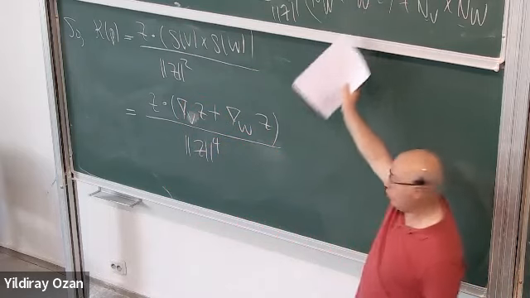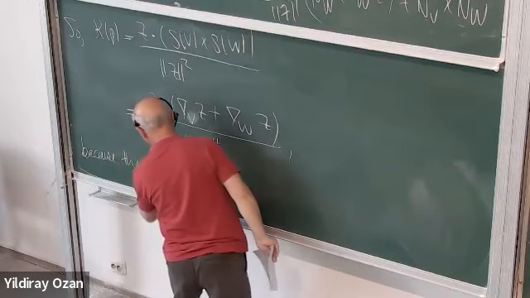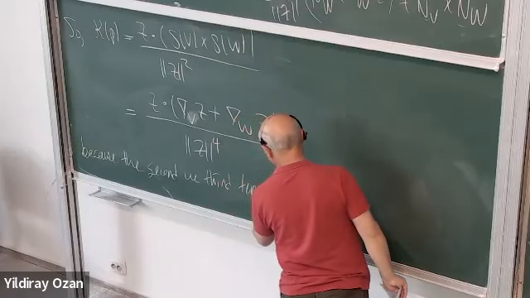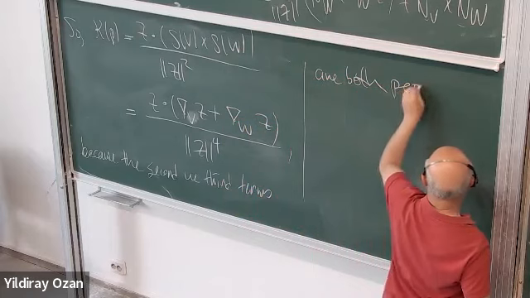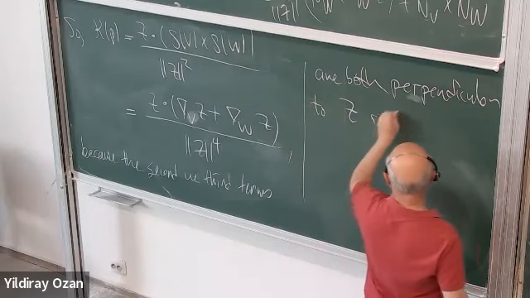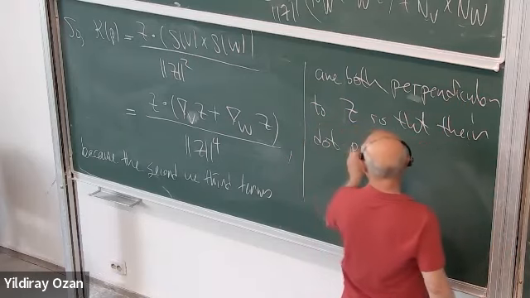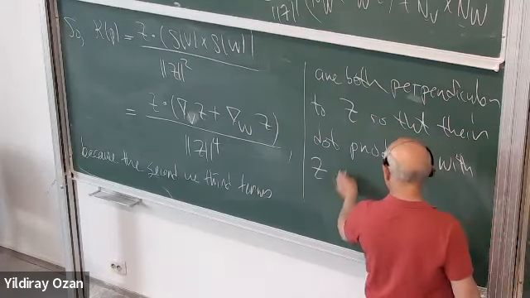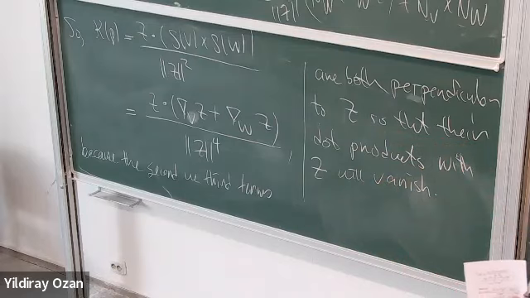This is understood, right, why these terms vanish? This is because, let me write it again, the second and third terms are both perpendicular to Z, so their dot products with Z will vanish. So we are done, I guess, right?